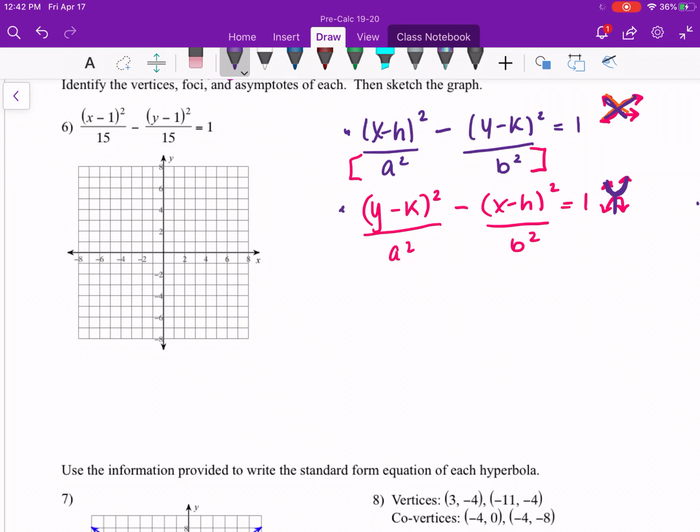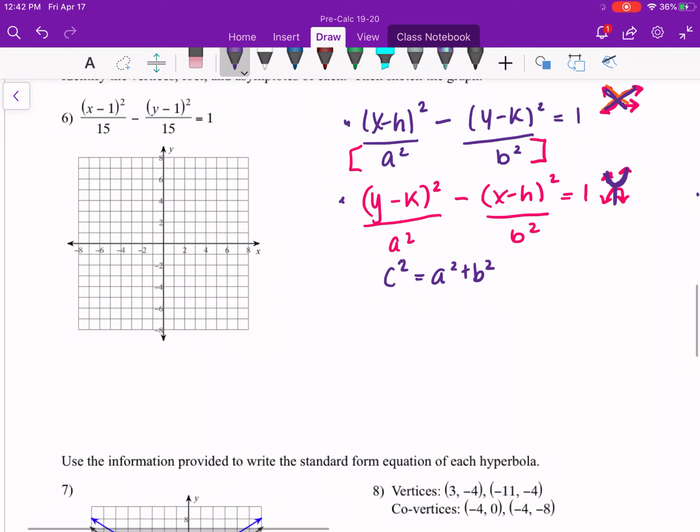In addition, your foci: your A is your distance to your vertices, your B is your distance to your co-vertices, and C is still the foci, except now you find it by doing A squared plus B squared instead of minus. And then you also have your equations for your asymptotes, and I'm not even going to write those out now. We'll get to those when we get to those.